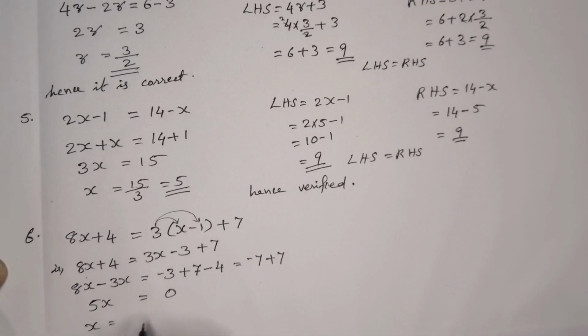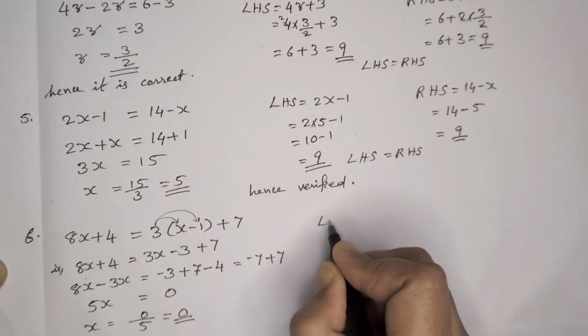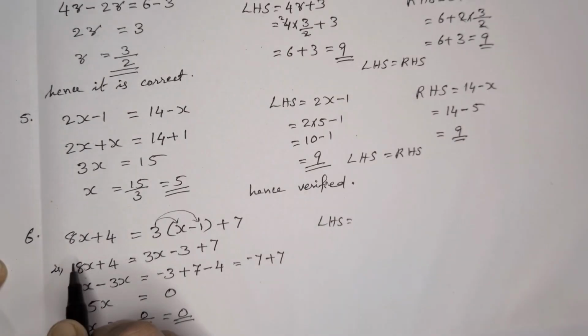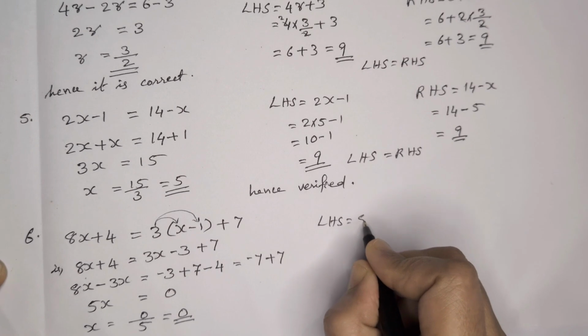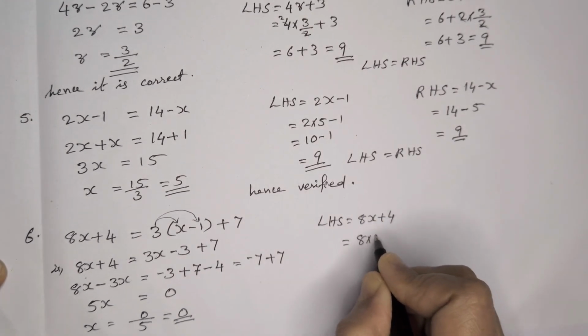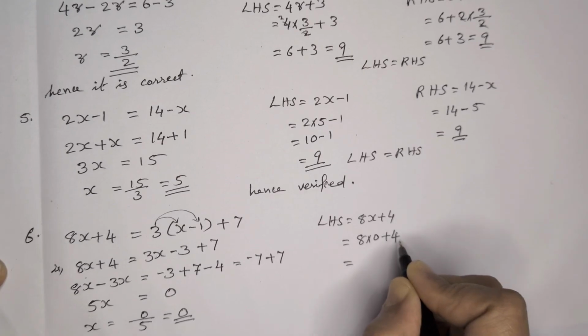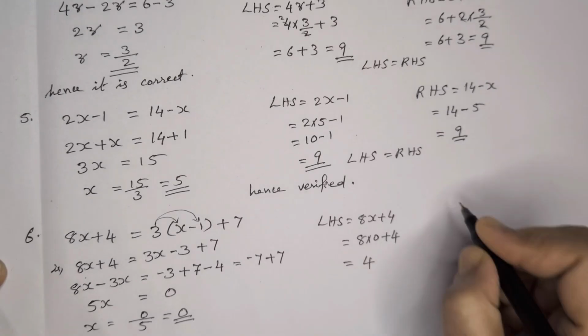So x is equal to 0 by 5. 0 by any number, that is equal to 0. To check, LHS is equal to 8x + 4. 8x + 4 is equal to 8 into 0 plus 4. 8 into 0, 0 itself, plus 4, 4.